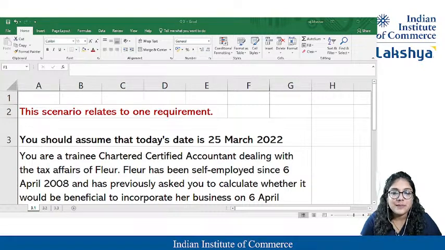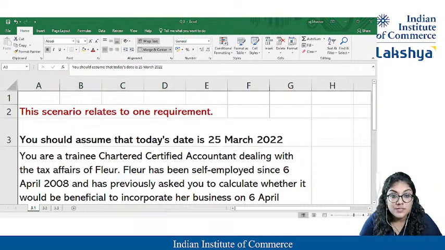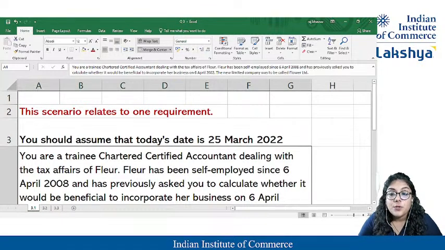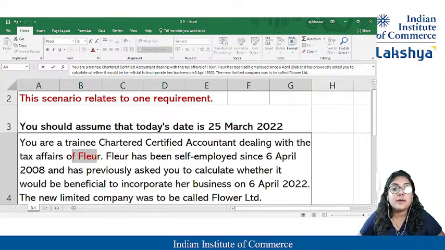Okay, let me start with the third question. This is again a big question that we need to take care of. You should assume that today's date is 25th March 2022. You are a trainee chartered accountant dealing with the tax affairs of Fleur Company. What's the company's name? That is Fleur Company. Fleur has been self-employed.